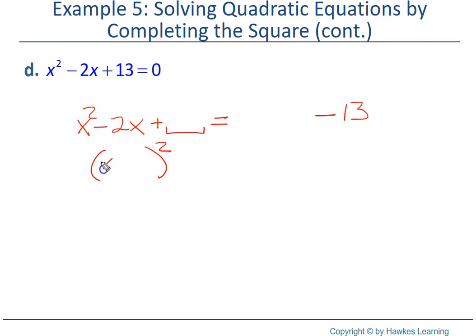Well, our x goes here, the negative sign goes here. We now take half of b, which is 1. We square the 1, which gives us a positive 1. We now have a perfect square trinomial, but it's not an equation anymore because we added 1 to this side, so we must add 1 to that side. So this side now will become a negative 12.